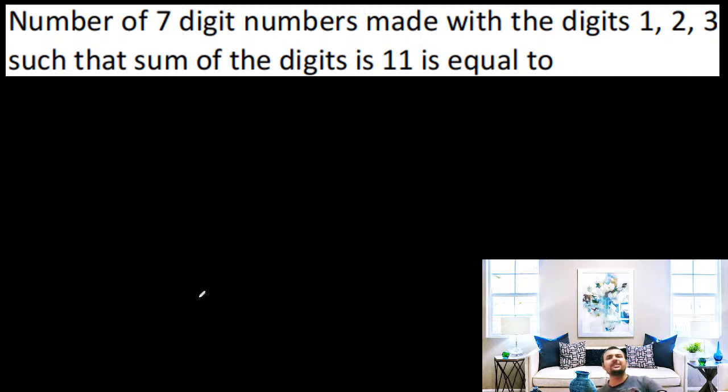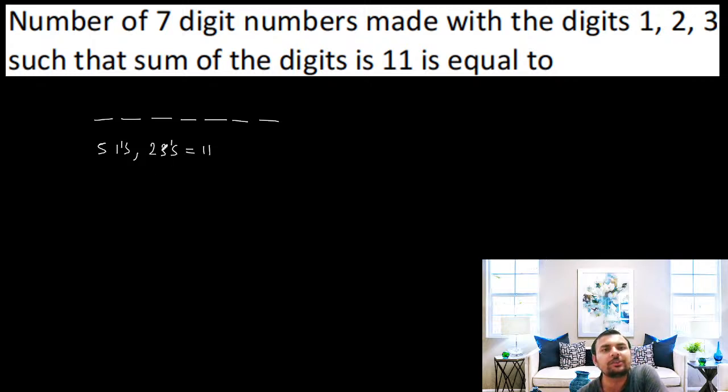Number of 7-digit numbers made with 1, 2, 3 such that the sum of the digits is 11. So what will happen? We have 7 digits: 1, 2, 3, 4, 5, 6, 7. If we put 1 in all 7 places, it is 7. With 6 ones, it is going to be a maximum of 9. Then 5 ones and 2 threes. This is going to be 11, okay?